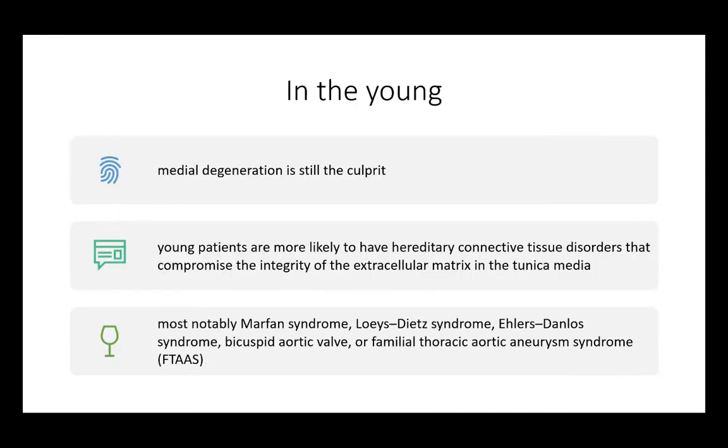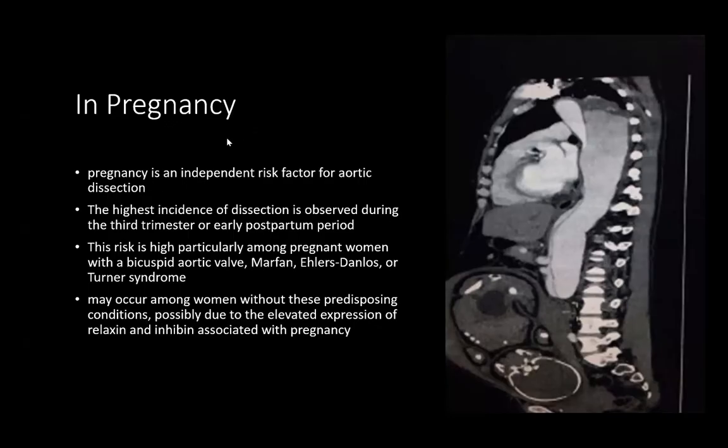Underlying biological processes have also been considered as contributing to the etiology of aortic dissection, such as inflammation and oxidative stress. In the young, medial degeneration is still the culprit. Young patients are more likely to have hereditary connective tissue disorders that compromise the integrity of the extracellular matrix in the tunica media. Most notably, Marfan syndrome, Loeys-Dietz, Ehlers-Danlos, and so on. In the pregnant woman, pregnancy is an independent factor for aortic dissection.